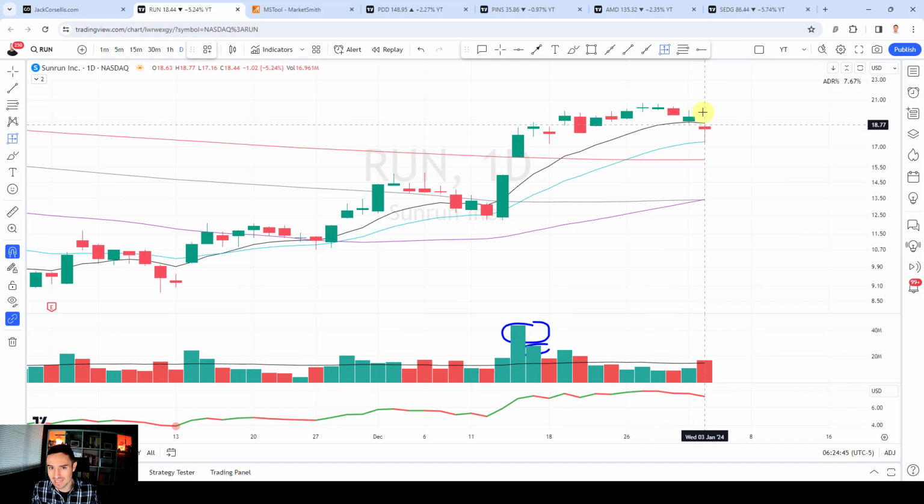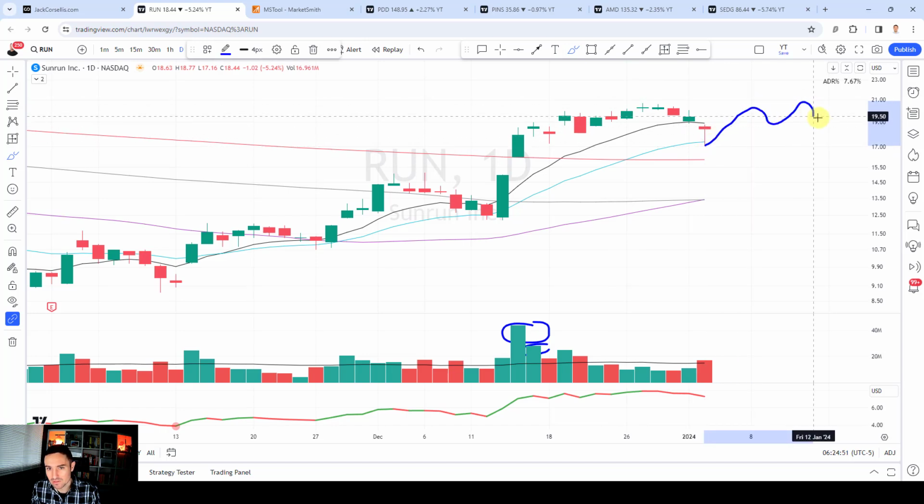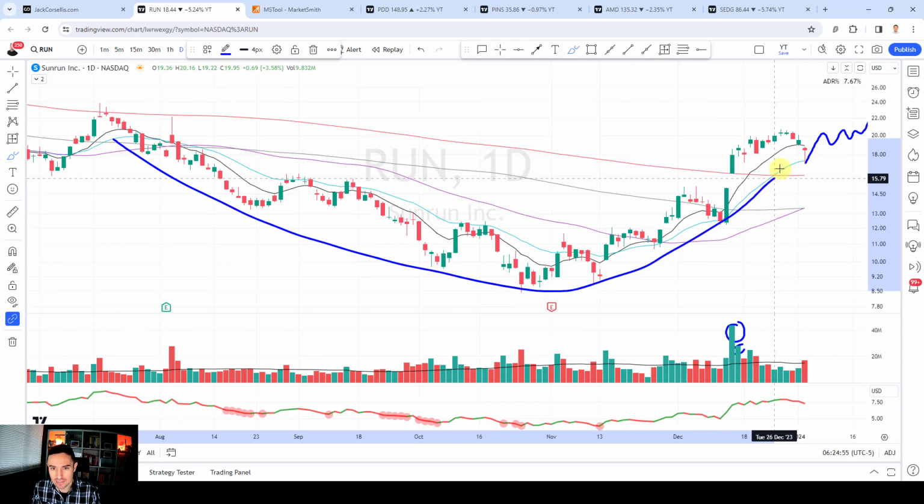Now, is the risk going to make sense on this stock right here? 8.5% initial stop. I don't want to be near that. But if this stock can maybe bounce, tighten up, something like this, that could look really interesting. And then we have this bigger cup and handle type pattern.